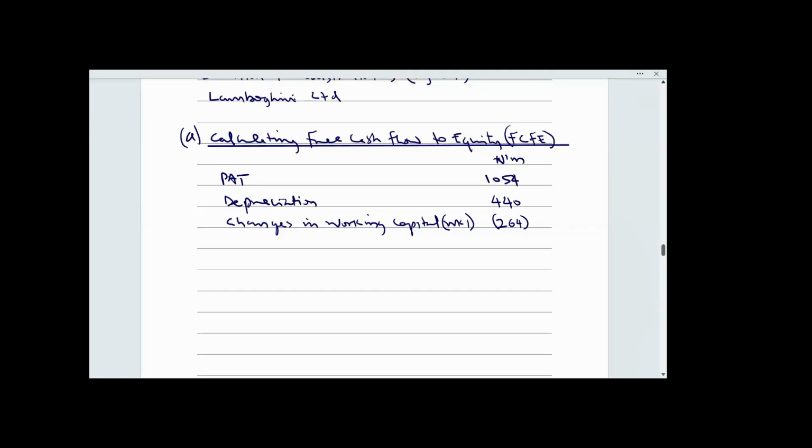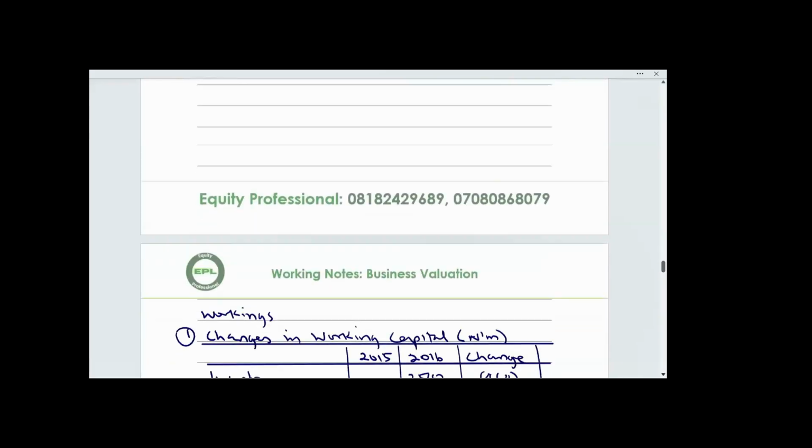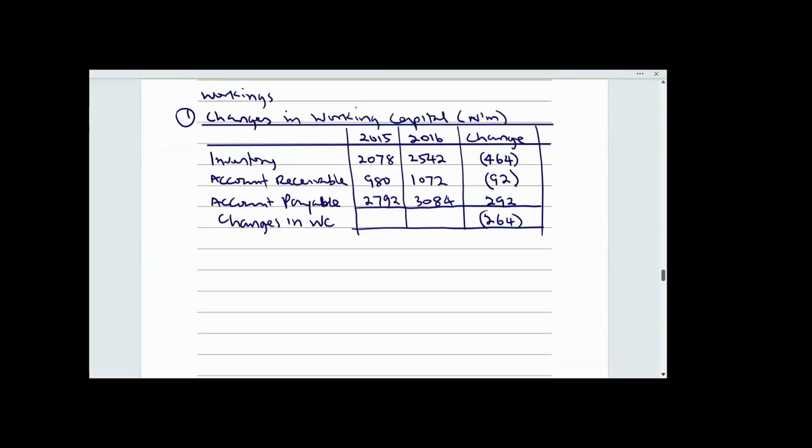After changes in working capital, we also need to consider if additional non-current assets have been purchased. So how do we determine that? You remember under cash flow statements, to know if additional non-current assets have been purchased, that would be under investing activity. So in this case, let's go and do a working to determine if additional non-current assets have been purchased.